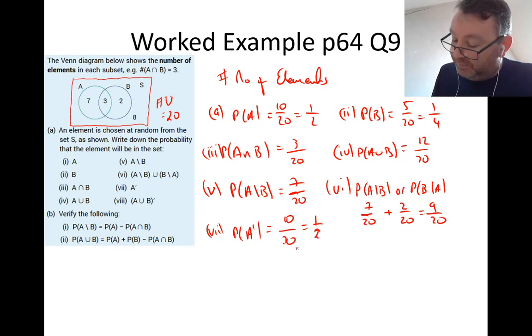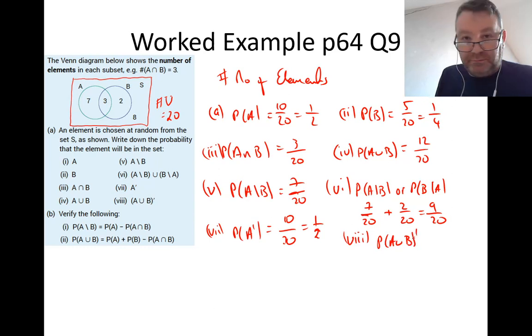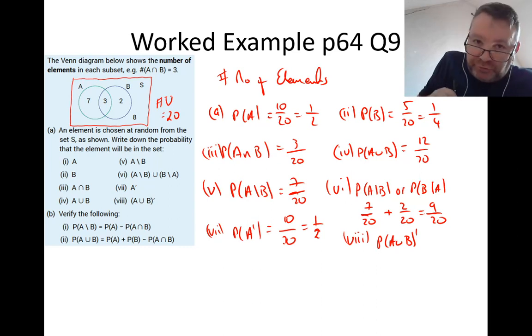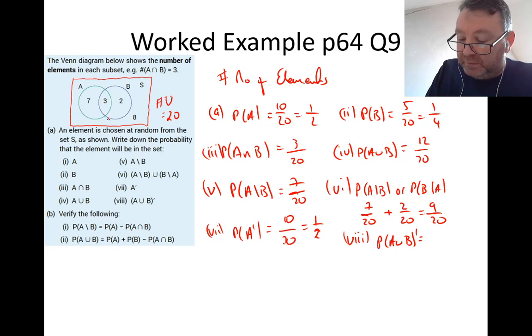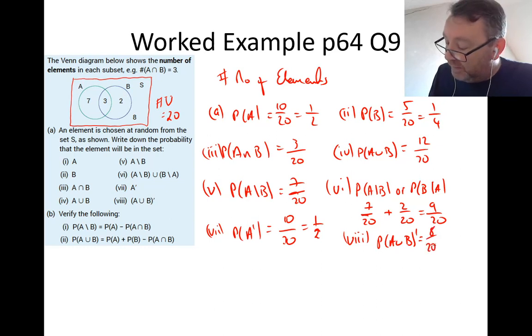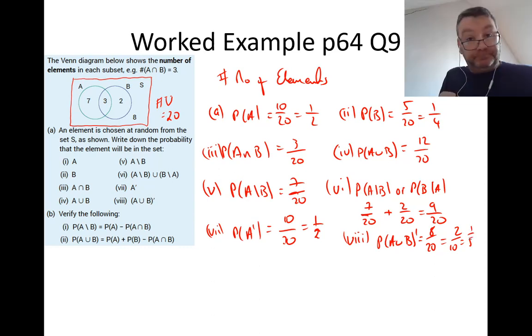Okay, and part 8. I hope you can read my writing. The probability of A union B complement, or not, as we will say, the probability of A union B not, so that means you're outside A union B. So A union B is all of this here. There's A union B, so I want everything outside that, which is 8 over 20, which is 2 over 10, which is 1 over 5. Very straightforward. Okay, set notation, nice to bring it back again.